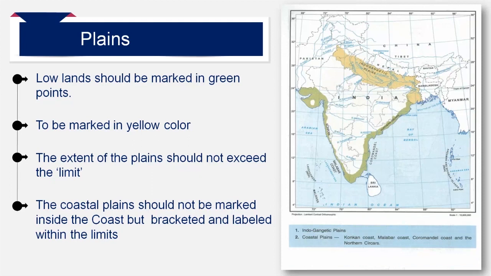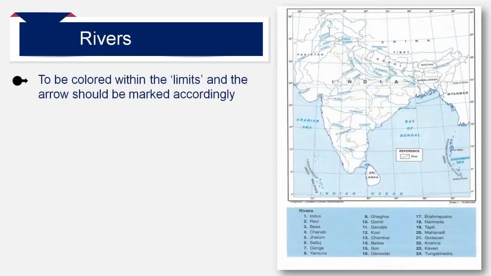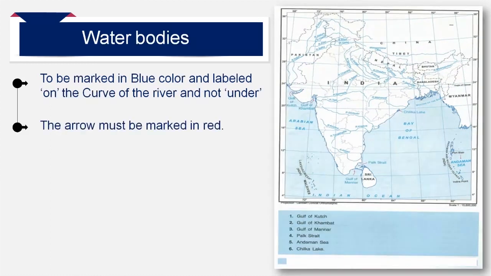The coastal plain must be marked in green along the full coastline. In the examination, if a river is asked to mark, it should be colored blue. The labeling should be done on the upper curve of the river and not under it. Wherever you are not able to label on the river, you can make use of an arrow. All water bodies must be colored in blue. The straits, gulfs, and lakes must be shown with an arrow as shown in the map.